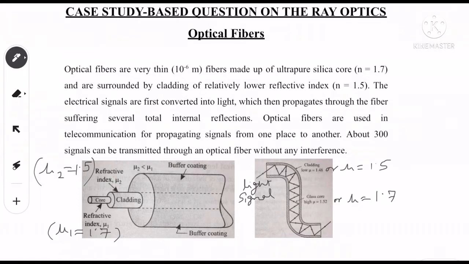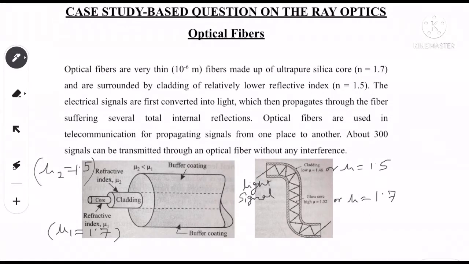Optical fibers are very thin, nearly 10 to the power of minus 6 meter diameter, fibers made up of ultra pure silica core, refractive index 1.7, and are surrounded by cladding of relatively lower refractive index, nearly 1.5. The electrical signals are first converted into light, which then propagates through the fiber, suffering several total internal reflections, as shown in figure.